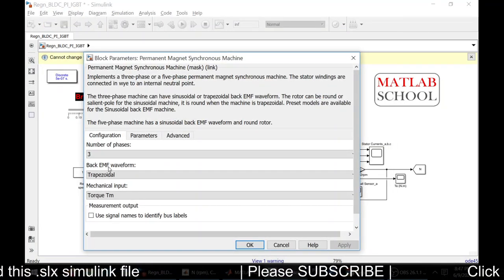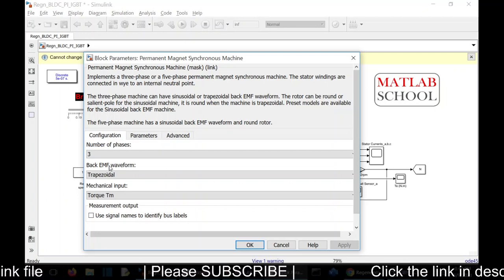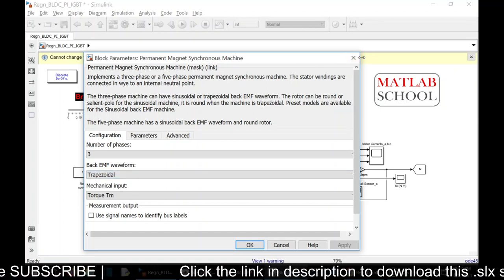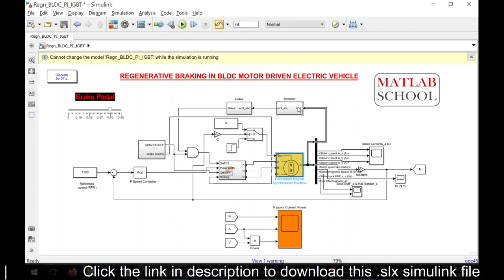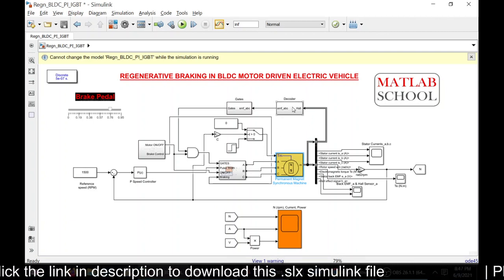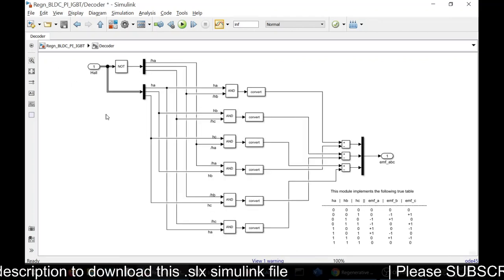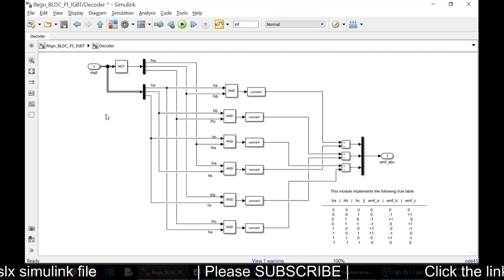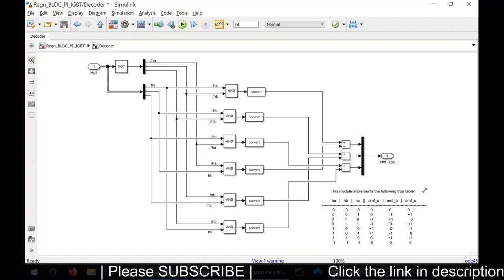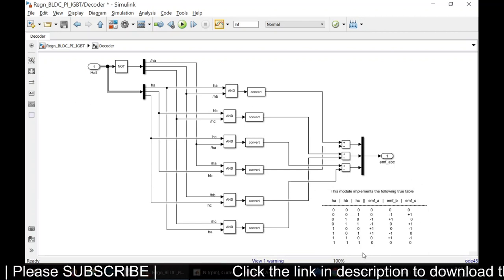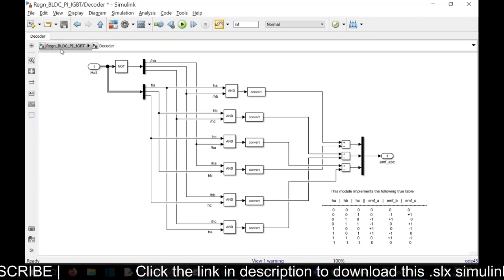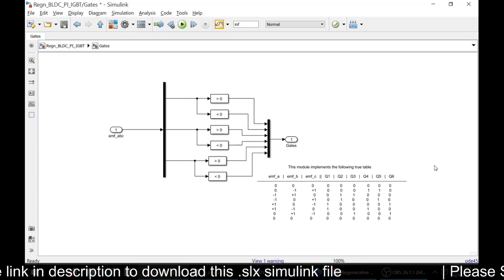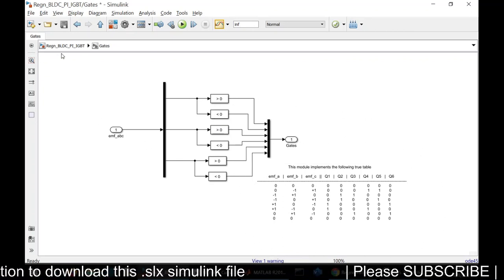Here I have chosen a number of phases to be 3, and this motor is a trapezoidal back EMF motor. And its mechanical input is in the form of torque. Through this, we are getting the input of Hall sensor. See, the output of Hall sensor is the position that is converted to EMF. This structure is based on the lookup table. Then the EMF is converted to gates. Gates will strictly follow this truth table.